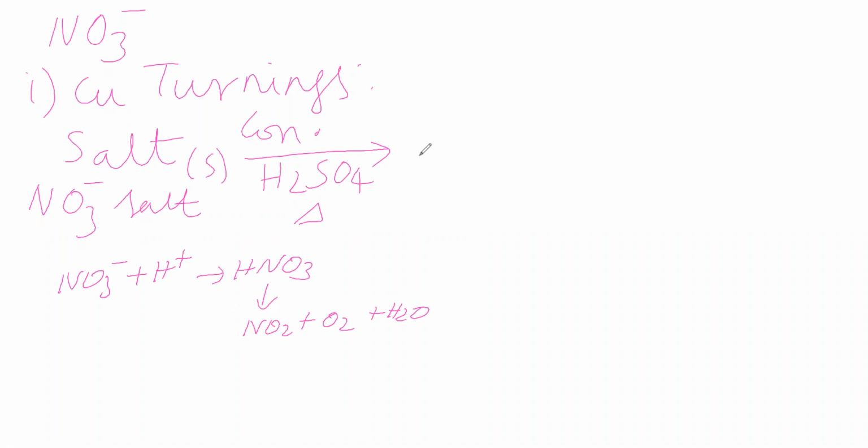So NO2 gas evolves, and a reddish brown gas is produced. NO2 is reddish brown with a pungent smell. So we take the nitrate salt, add concentrated sulfuric acid, and heat it. We get a reddish brown gas, that is NO2 gas. Now we will see the next step.